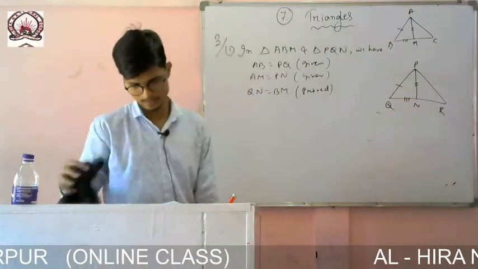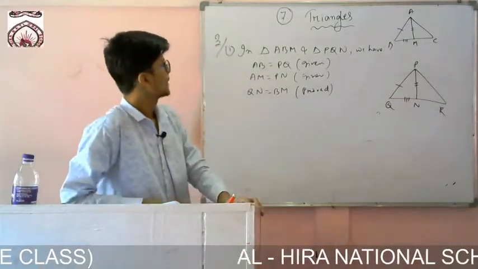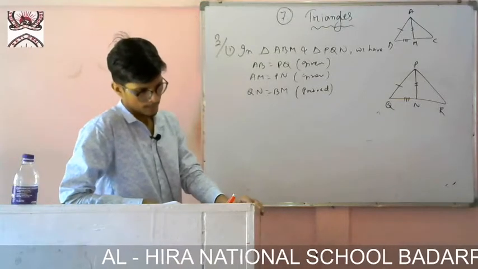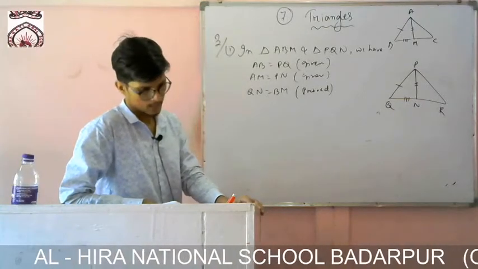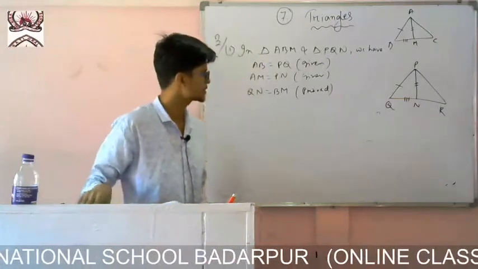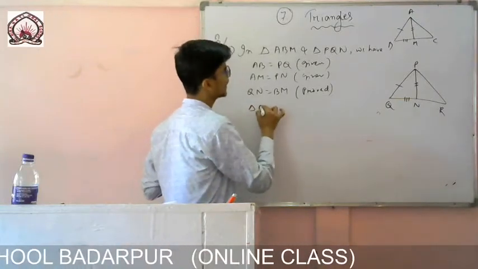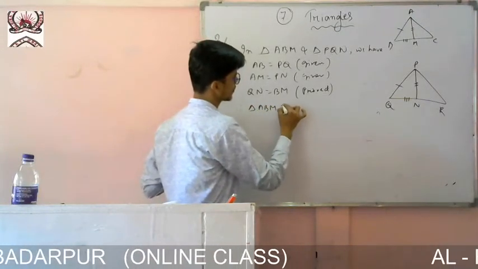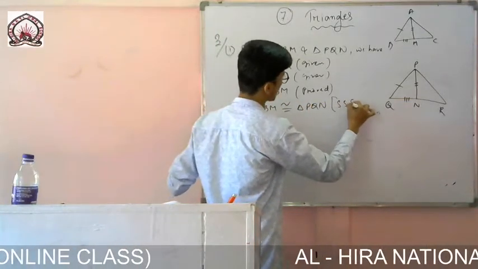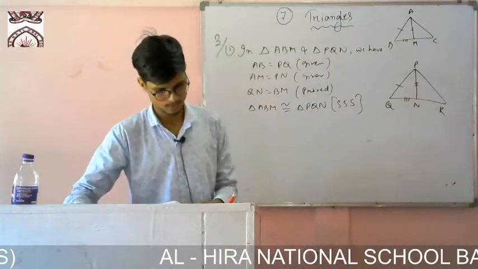You can give it as equation 2 and write. So what we have written: AB is equal to PQ, it is given in the question. AM is equal to PN, it is also given, and QN is equal to BM. So that means these two triangles are congruent. So triangle ABM is congruent to triangle PQN, and the property is side-side-side. So the first one is finished.